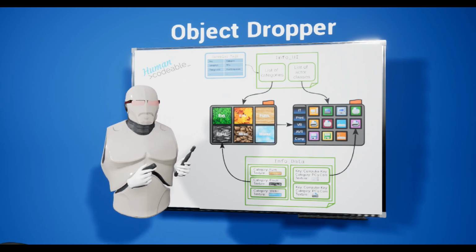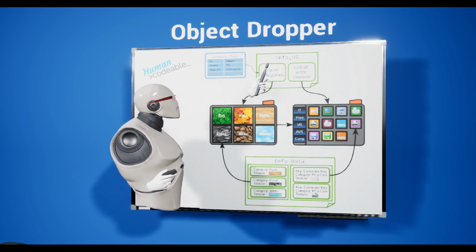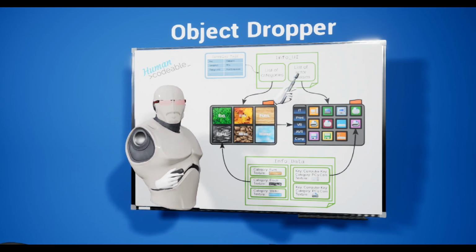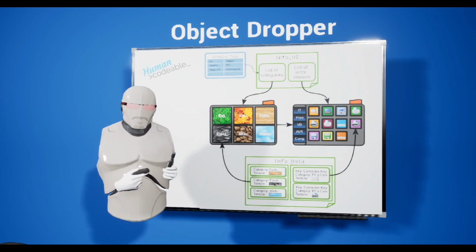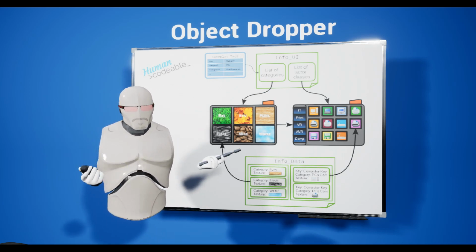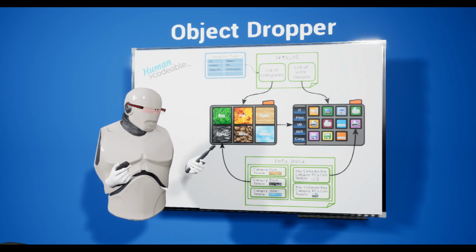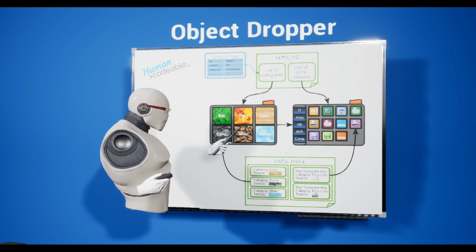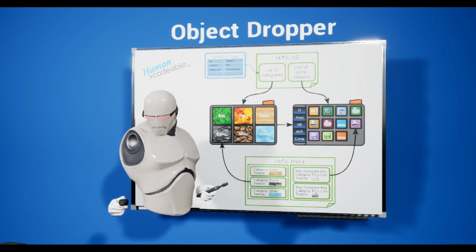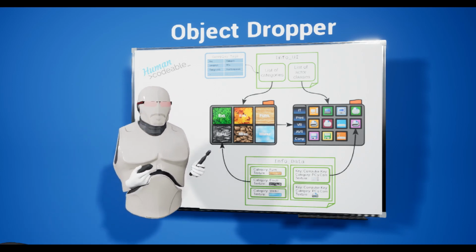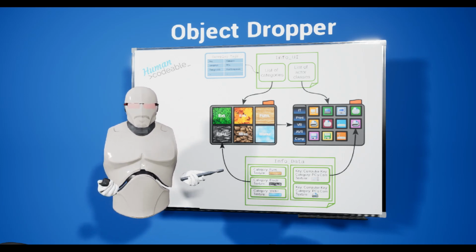Then in the info UI, you can specify a list of categories and a list of actors that we want to have in our object dropper. And lastly, we have to define display information like textures and names about our categories and our actors. This we do in the info data file. Now, when everything is properly filled out, we have a fully functional object dropper.